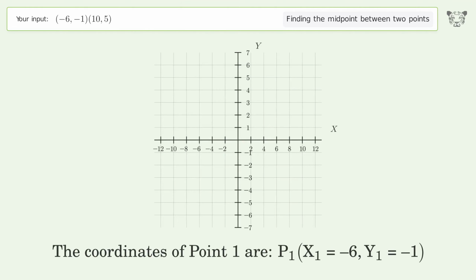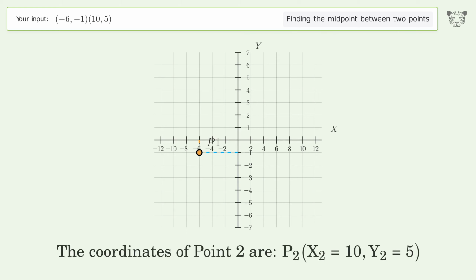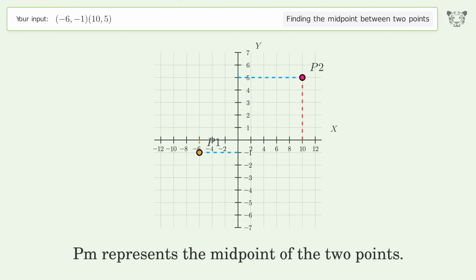The coordinates of point 1 are, x1 equals -6, y1 equals -1. The coordinates of point 2 are, x2 equals 10, y2 equals 5. PM represents the midpoint of the 2 points.